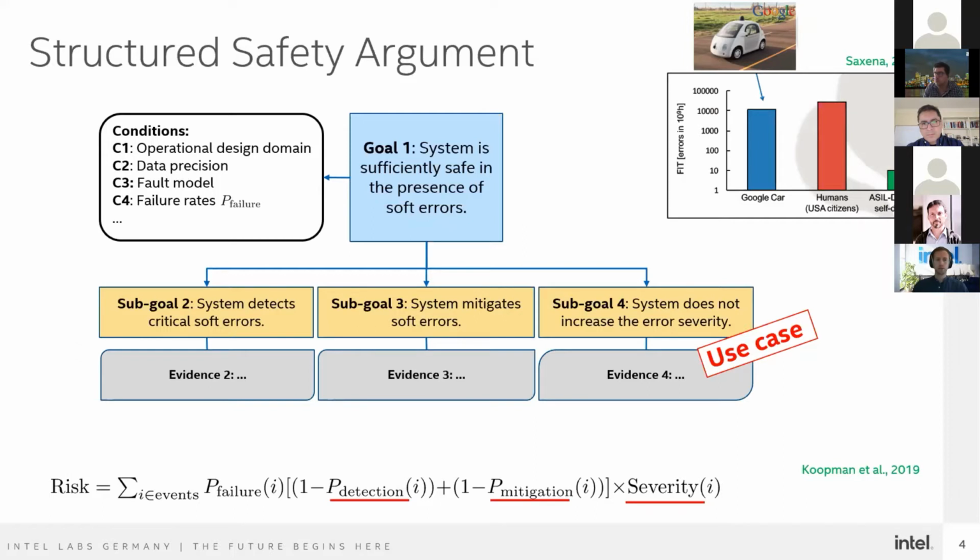So we would start from the definition of risk and say, how can we make sure that we have an efficient error detection, mitigation, as well as we want to make sure that the severity of an error is not increased by whatever modifications we do to the network. Obviously, this last part can only be specified in a specific use case context, because the severity depends very much on the intended use of the function.